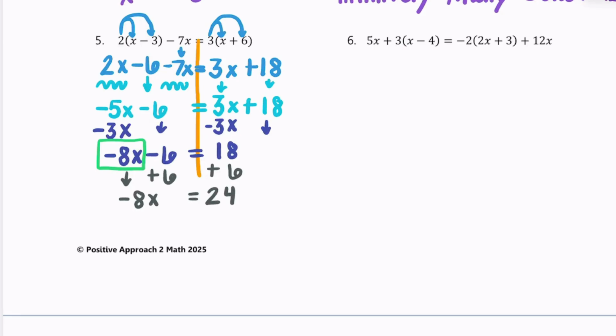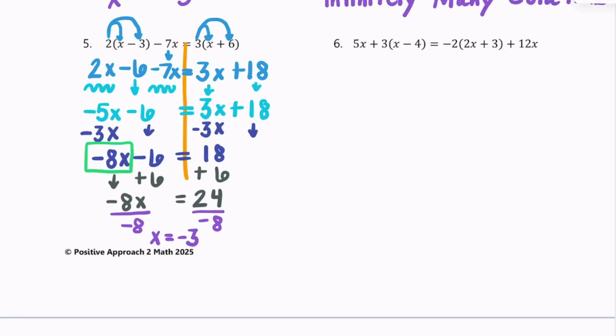And now, last but not least, we have -8 times x. There's nothing in between those. So the opposite of multiplying by -8 is dividing by -8. We're not switching the sign because we're talking about the opposite operation, not the opposite value of that. Okay? And so that's going to leave us, let's see if I can squeeze it here, x equals -3. Awesome, awesome. Lots of steps to that one.